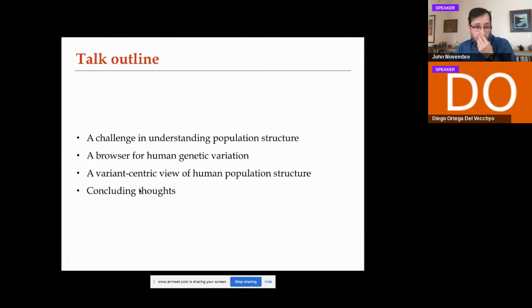Today we're going to talk about a challenge in understanding population structure. I'm going to present a browser that we've developed for human genetic variation, then what we call a variant-centric view of human population structure, and then I'll conclude with some discussion.